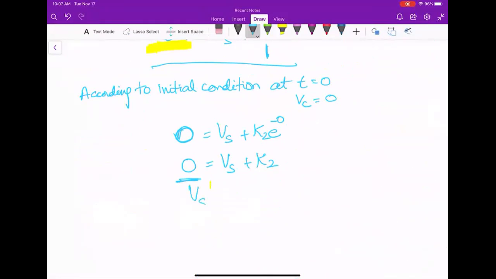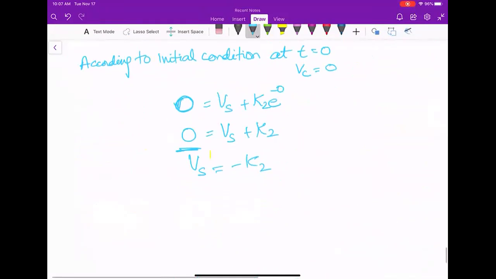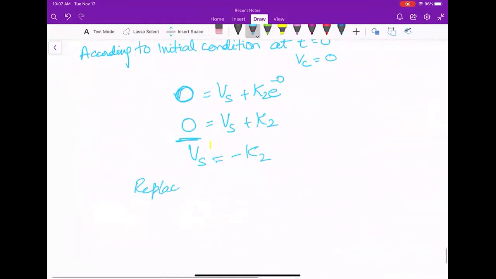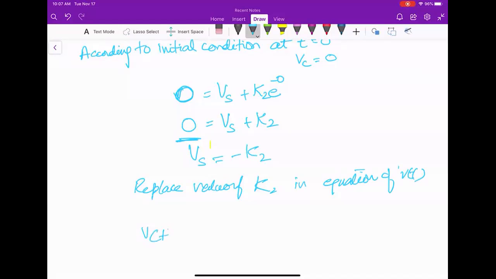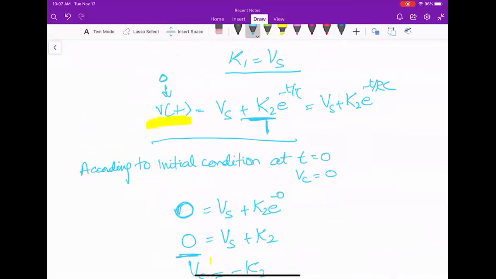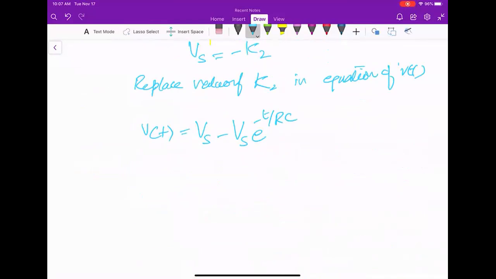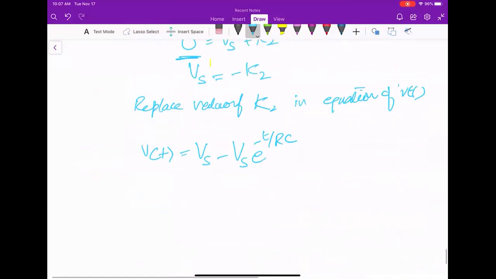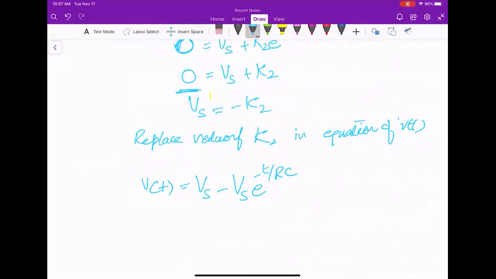So if I just do here, Vs equals minus K2, and replace the value of K2 in the equation of V of t, this will become V of t equals Vs minus Vs e to the minus t by RC. So if you see here, I replace minus Vs, and we are becoming Vs minus Vs e to the minus t by RC.